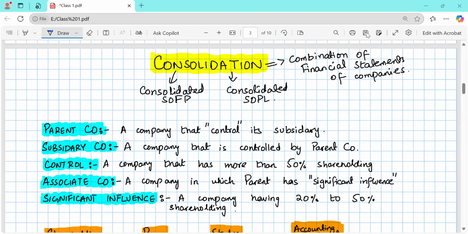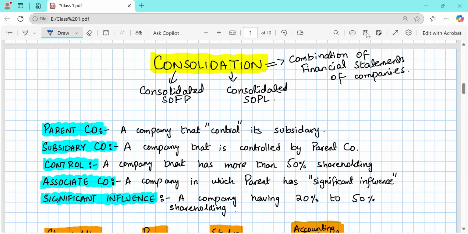So now let's start our first topic, first area, that is consolidation. The word consolidation basically means combining or merging. So combining the financial statements of the companies is known as consolidation. In consolidation, you have to merge the financial statements of the two companies.